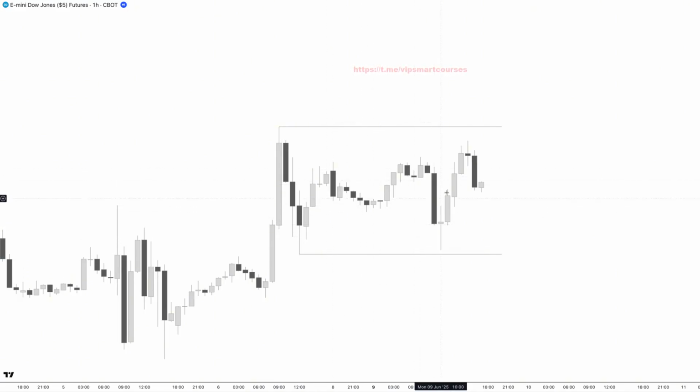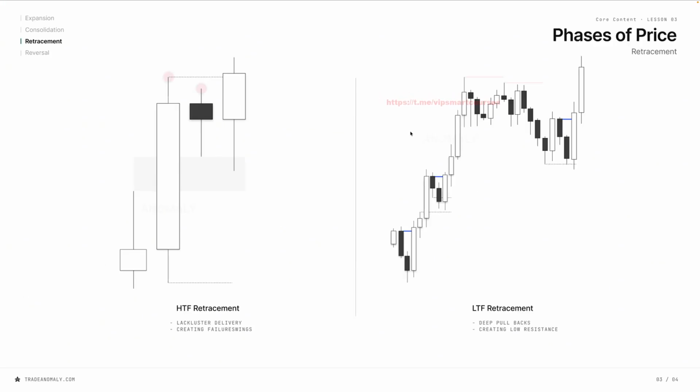No real sensitive direction, creating failure swings off the highs and the lows. This is something we want to typically avoid. Just simply wait till one side of the market is taken, and then we reevaluate and react off what price does at those levels. So now let's cover the retracement phase of price.